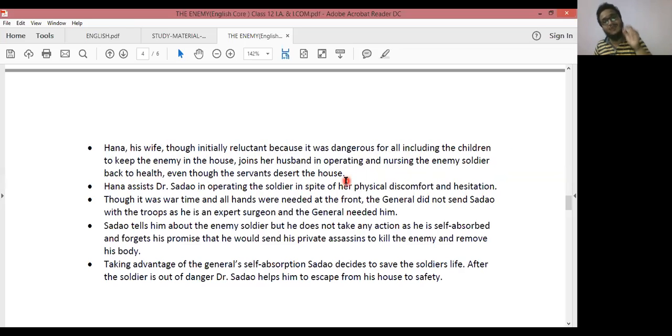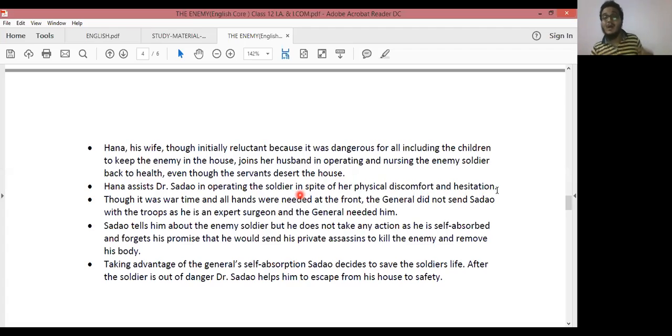The servants did not support them. The servants were against these people. Okay, it means Hannah was with her husband. Hannah was with Dr. Sadao in all the situations. Hannah assists Dr. Sadao in operating on the soldier in spite of her physical discomfort or hesitation. Physical discomfort we can talk about. In the beginning, she was not able to adjust. See, what did Hannah do? Hannah started cleaning the man on the top of the body, rotated, and cleaned that man again.